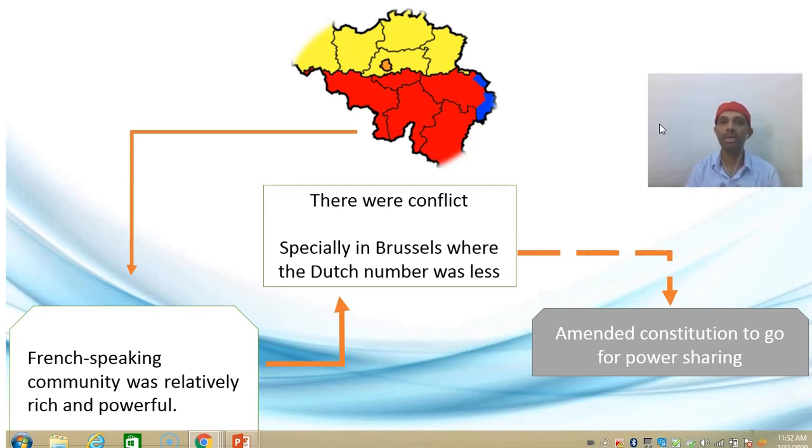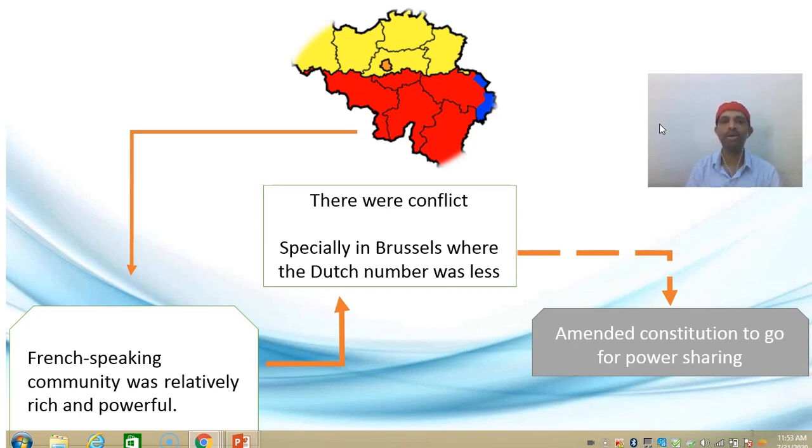And especially in the capital city called Brussels, as I said, where the Dutch people were a minority, 20%, whereas 80% French speaking. So these types of misunderstandings, and the financial and educational backwardness of the majority community, led to conflict in this country. But how did they settle that conflict? That is very interesting. That is where we are stressing the importance of power sharing in a democracy.